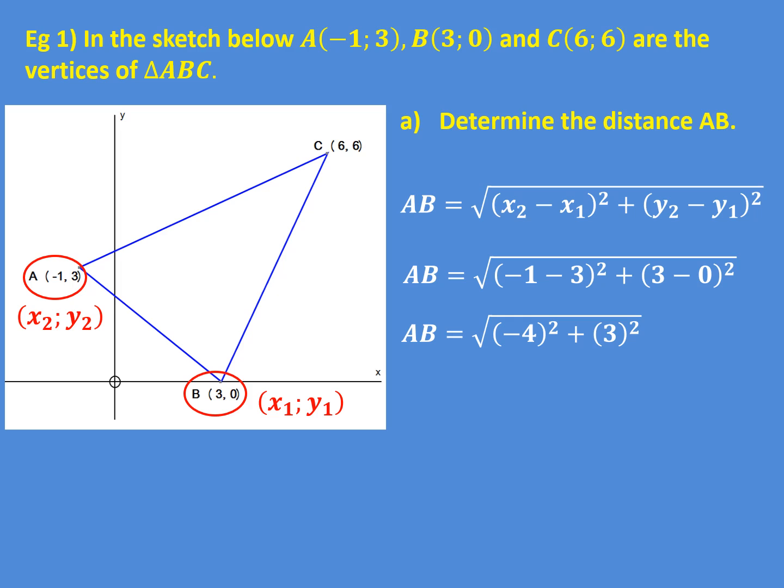Minus 4, if I square it, I get 16, positive 16. Remember, anything squared will be positive. And 3 squared is 9. 16 plus 9 is 25, and the square root of 25 is 5.